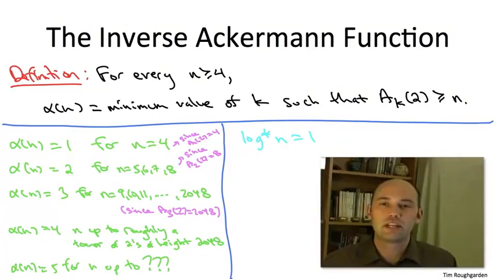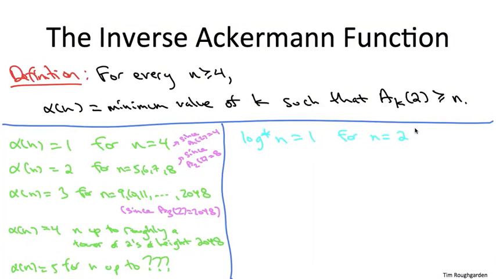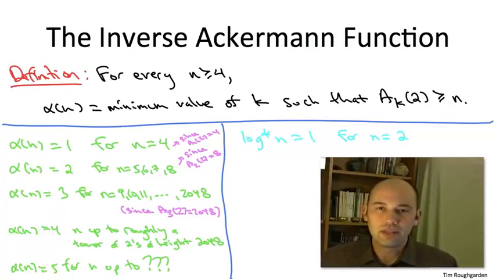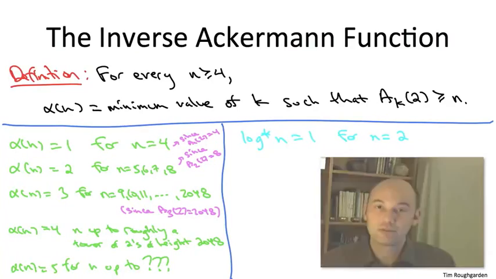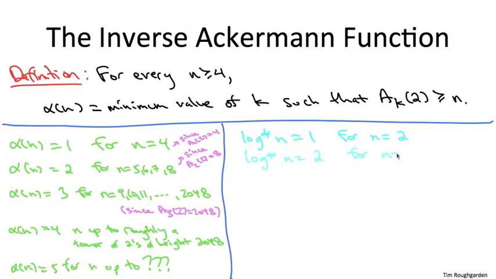So when is log star of n going to be equal to 1? Well, that's when n is going to be equal to 2. Then you hit log once and you drop from 2 to 1 and you're done. If n equals 3 or 4, then you need more than one application of logarithm to drop below 1, but you only need 2 applications. So log star of n is going to be 2 for n equals 3 and 4.